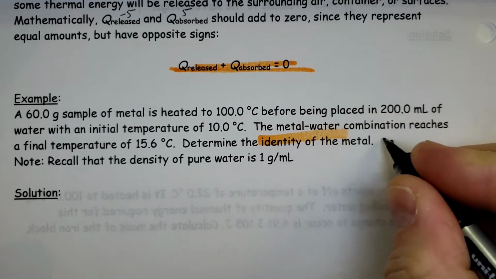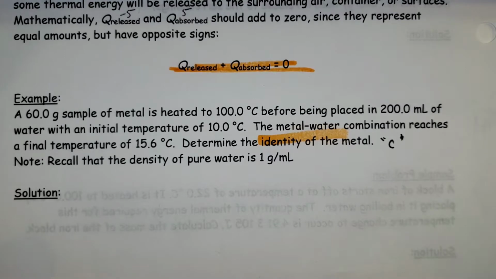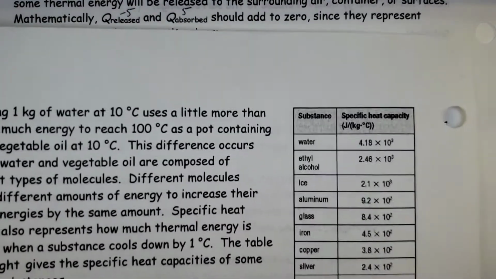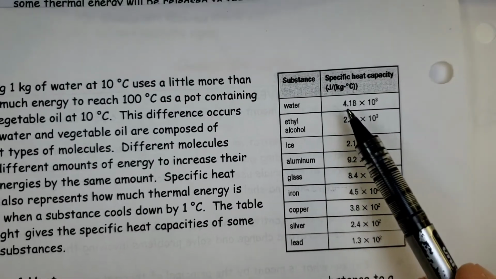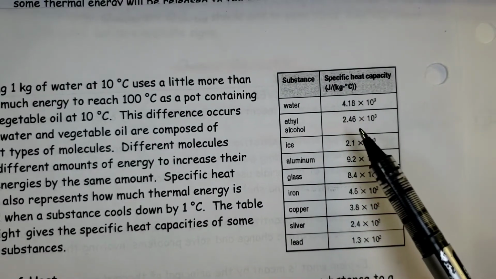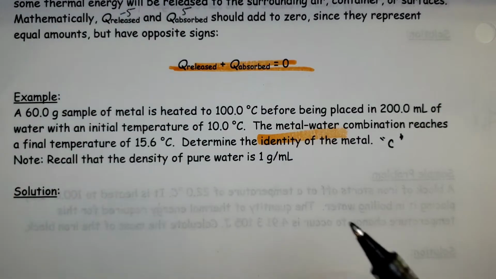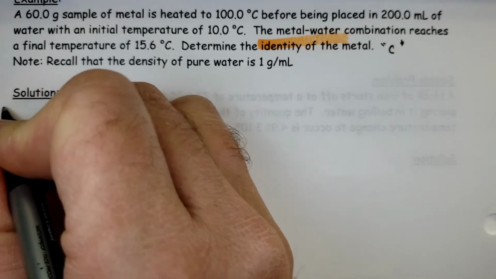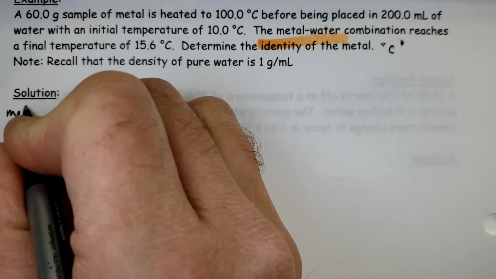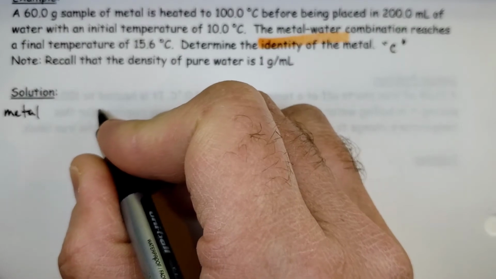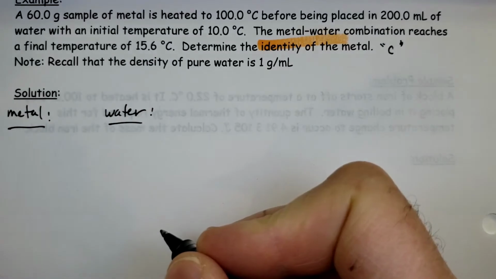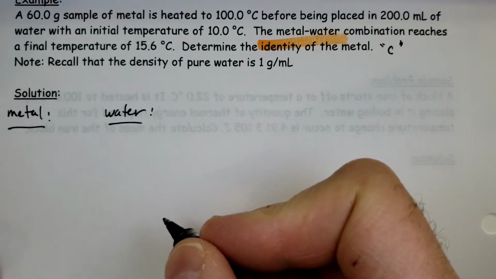So what is the identity? We can get that if we can find the specific heat capacity value of the metal. Because if you recall, in the last video we looked at this chart over here. If we can find what the C value for the material is, that'll tell us what the identity is. So we're going to break this off into two sections. We'll look at all the information concerning the metal, and then we'll look at all of the information concerning the water. Okay, so of course we're going to have to figure out the m, the c, the delta T.